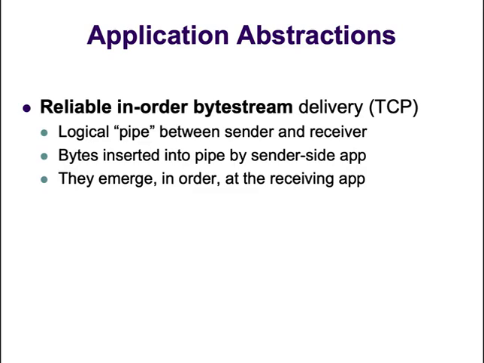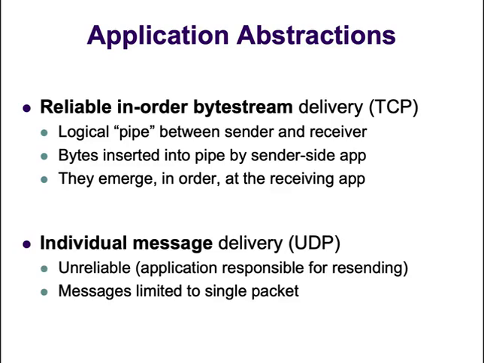Any other ideas of other abstractions that would be useful? Because there's a lot that goes into implementing the TCP abstraction, right? We're giving reliability, we're giving in order, we're giving a byte stream abstraction. Is there a simpler one? The second abstraction that's very common is just an individual message delivery. It's what a protocol called UDP implements. And it's unreliable. It's just saying I have some bag of bytes to send to the other end. It's a single message. I'm just going to send it to the other end.